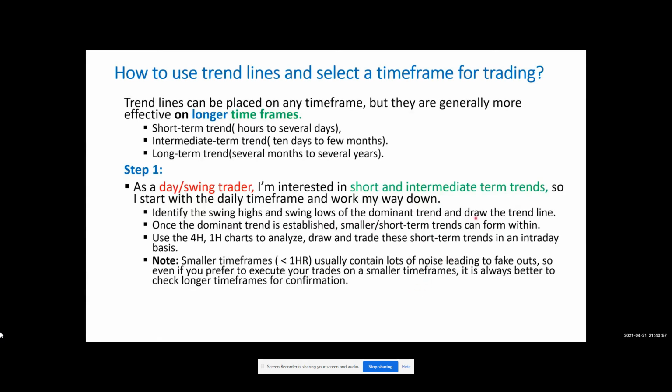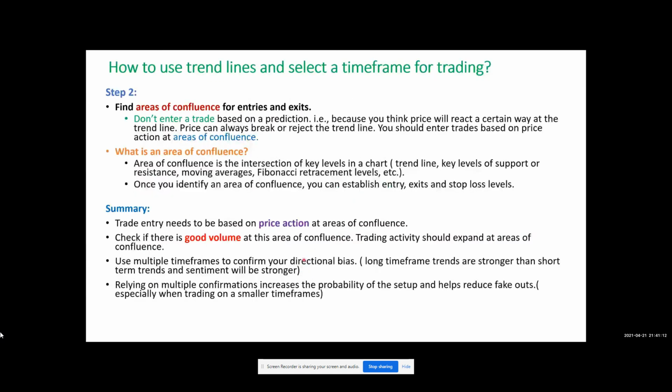So they can easily be a lot of fake outs happening. So if you see a trend line break like that on an intraday basis, always look for confirmation with something else, because 9 times out of 10 that can be a fake out as well. And that's one of the cons of using trend lines in a very small time frame. Okay. Step number 2 is find areas of confluence for entries and exits. So I think we've come to the main part of today's lesson.